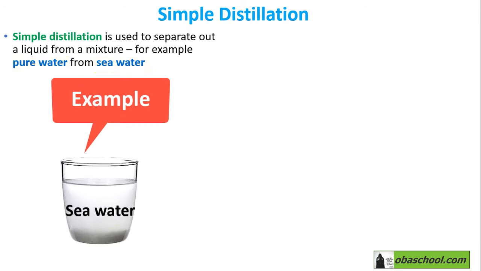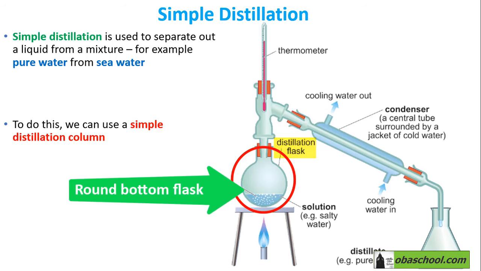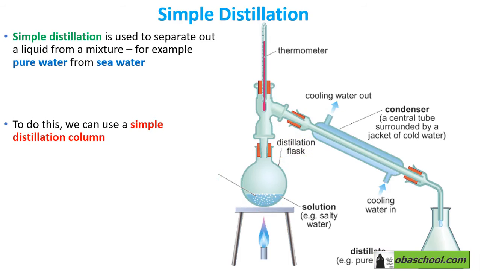The setup used to carry out simple distillation is known as the simple distillation column, as shown in this diagram, where all the key features have been labeled here. So you can see we have the distillation flask, or we can call it also round bottom flask because it has a round shape. Inside this round bottom flask or the distillation flask, we put the solution that we are aiming to separate. And up here we have this connection that connects this flask to the other parts of distillation. And up here we can insert the thermometer.